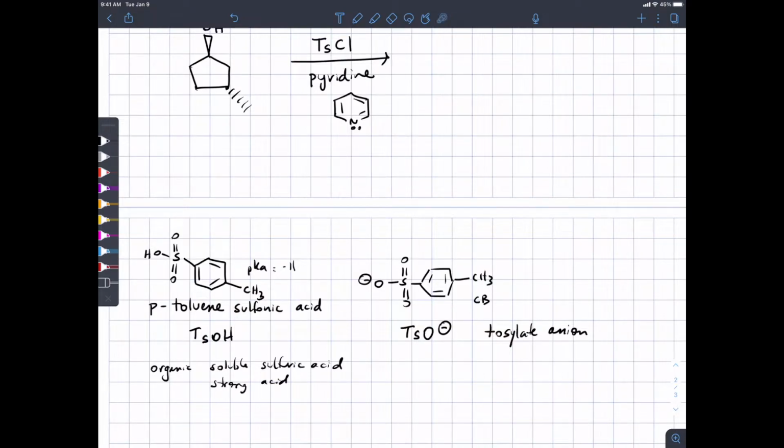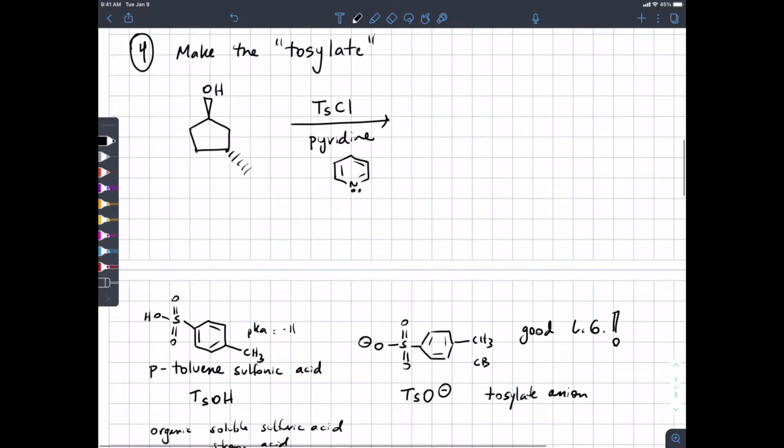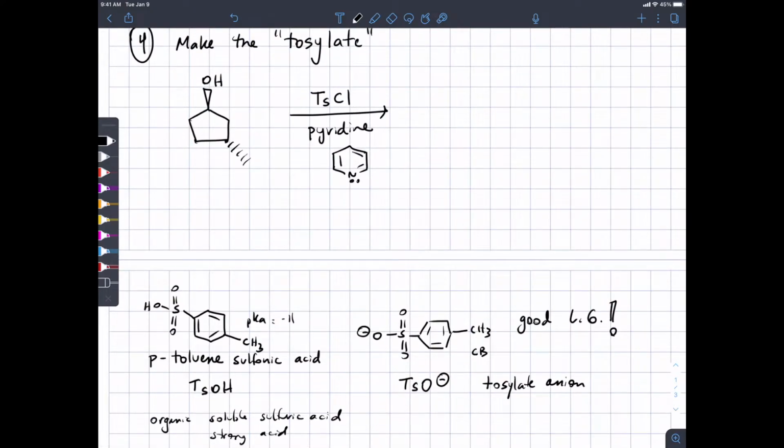But by the fact that we're saying this is a strong acid, we're also saying that this tosylate anion is a good leaving group, because remember, good leaving groups are conjugate bases of strong acids. Why is it TsCl, and where's the chlorine coming from? I'm going to show you that now. TsCl is paratoluenesulfonyl chloride. So we take the OH from TsOH and simply replace it with chloride.